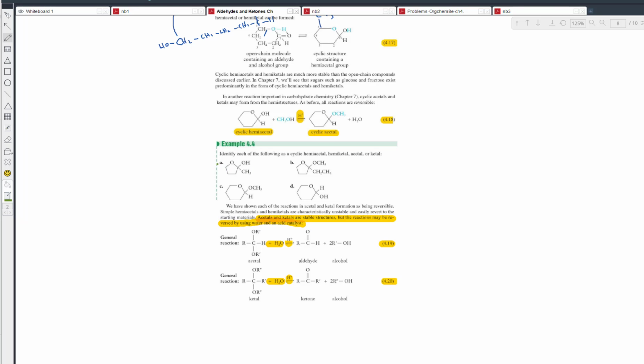So A, that's a hemi because I see a hydroxyl group still. Let's see, carbon. Do you say hemiacetal or hemiketal? Hemiketal. Yeah, the cyclic hemiketal. Because this carbon is attached with OH. This carbon is attached with one carbon here, one carbon here. There is no hydrogen here. So cyclic hemiketal. What about this one, B?